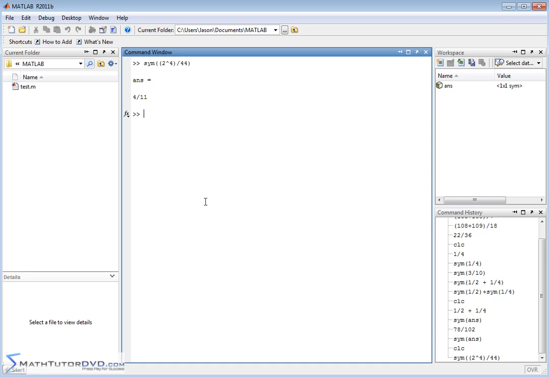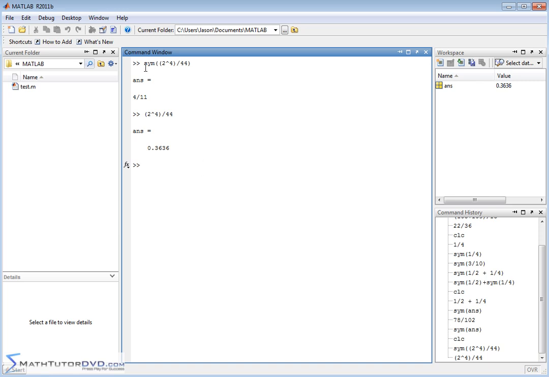Now let me retrieve the last command by up arrow. Now let me take that symbol thing away. So I'll take that away. So now we have this calculation. Notice the answer is 0.3636, and there's probably other decimals going on, but MATLAB's only currently displaying 4 digits after the decimal spot to me here.